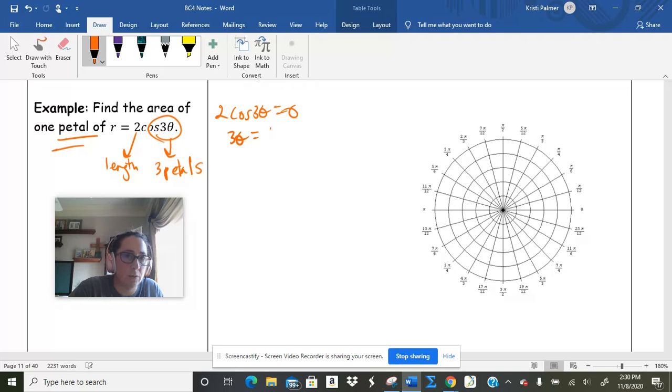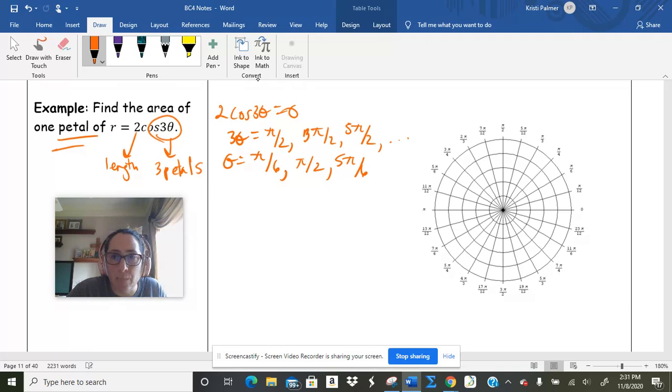So cosine equals 0 at pi over 2, 3 pi over 2, 5 pi over 2, and so on, which gives pi over 6, 5 pi over 6. And let's see what happens so far if we need to go out more or not. And I've got all of them that I need.